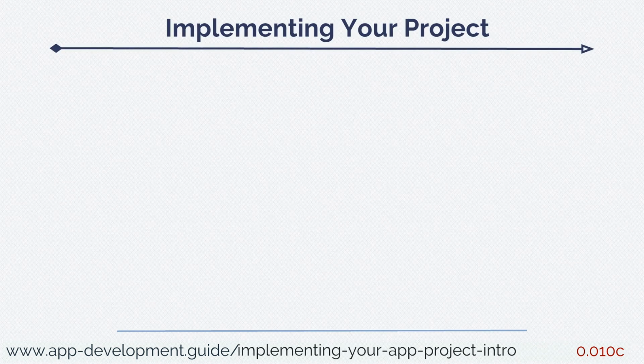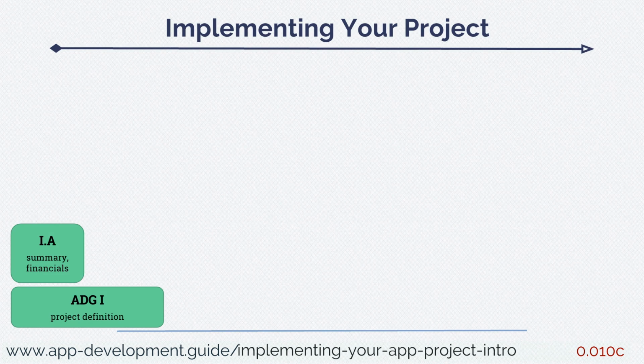Hey there. In this short tutorial, I'm giving you an overview of how you can implement your own app projects using our site. It all starts with the first part of the app development guide, where you define the main aspects of your app. In 1A, you do the summary and think about the financials, whether it makes sense for you to create an app.